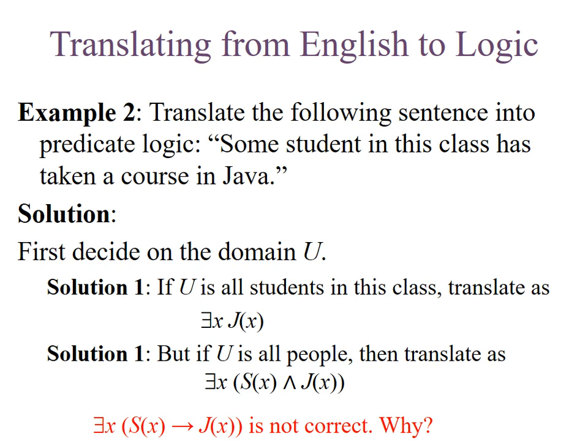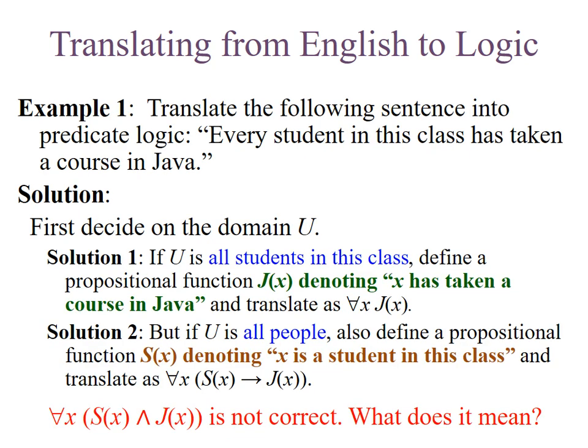I hope you can remember these two counterexamples, because next time when you write predicate logic for all and for some, if you can remember why this is wrong and why this is wrong, then I believe you can write correct predicate logic for the following example.